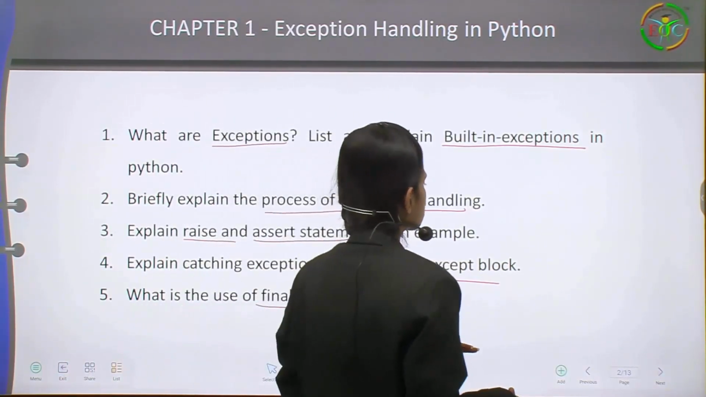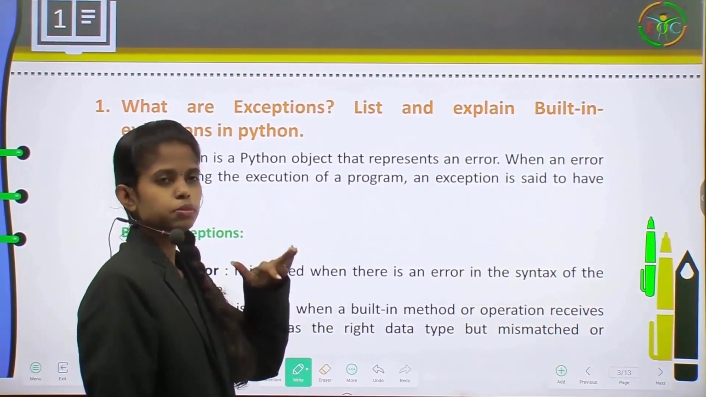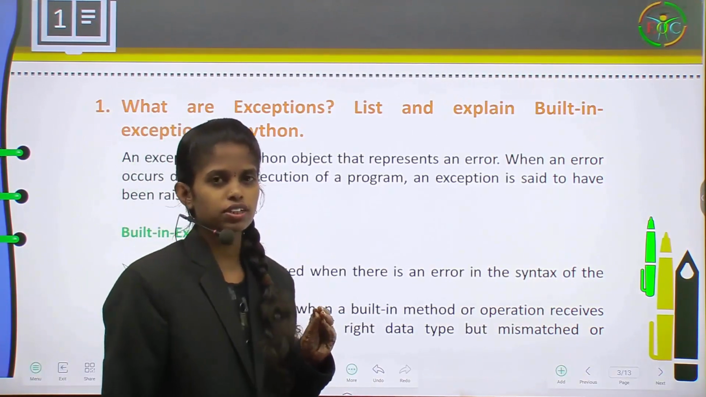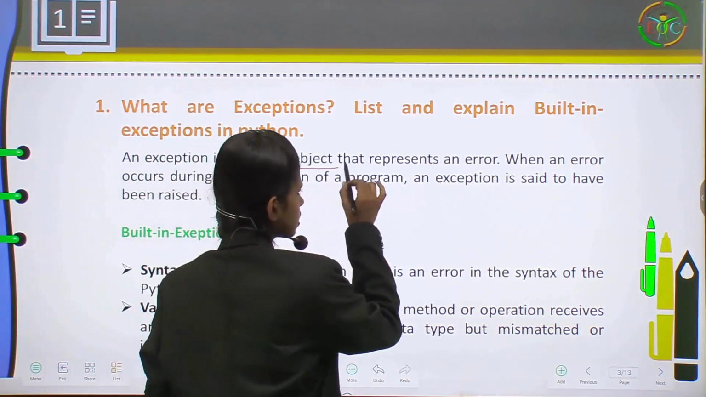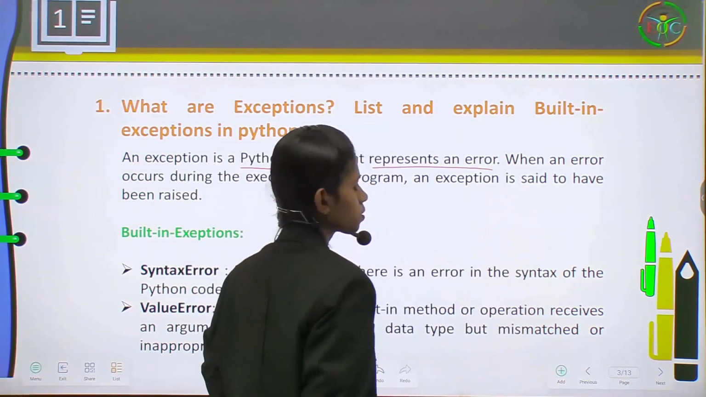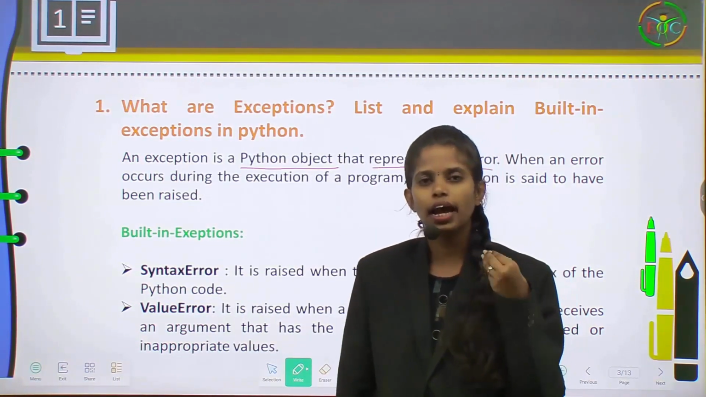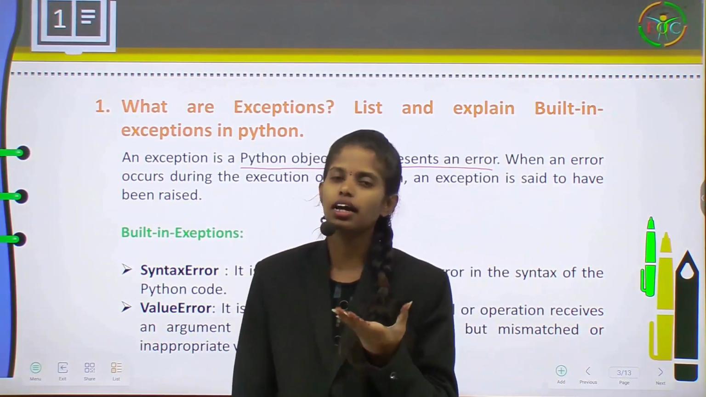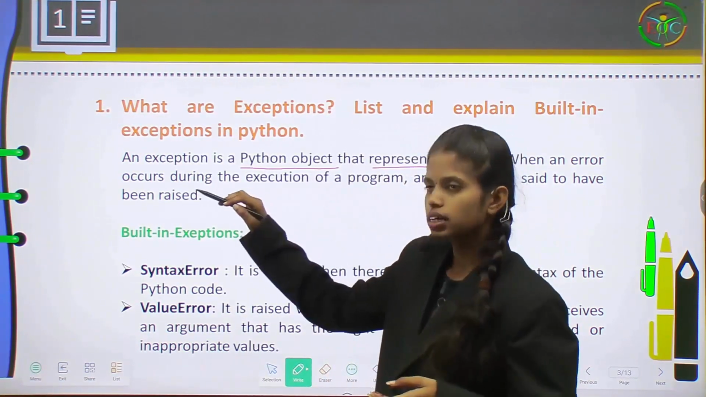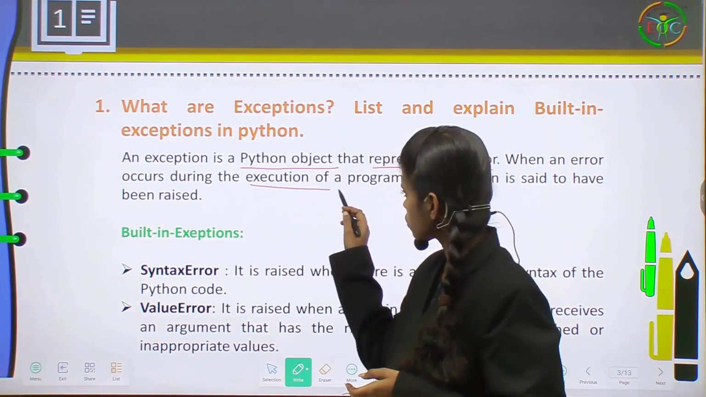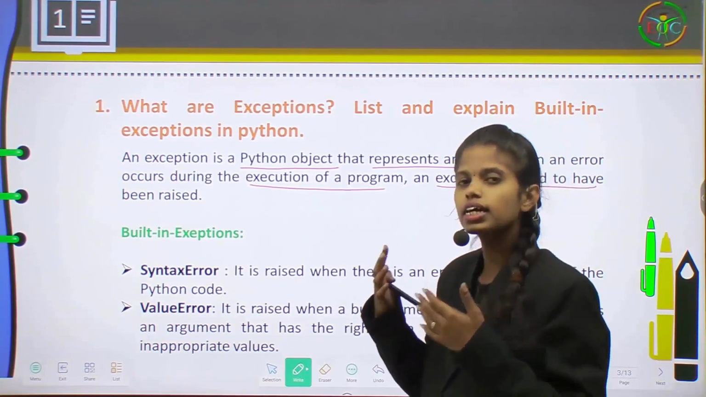So first we will see what are exceptions and the built-in exceptions. First you should give a definition. As I said, an exception is a Python object that represents an error. So what is an exception in Python? It is an object that will show that there is an error at this particular point. When an error occurs during the execution of a program, an exception is said to have been raised.